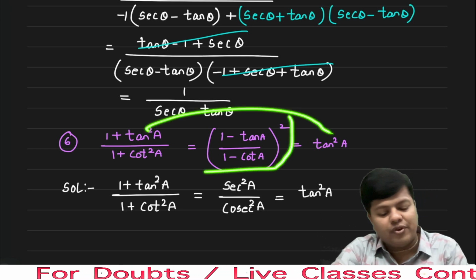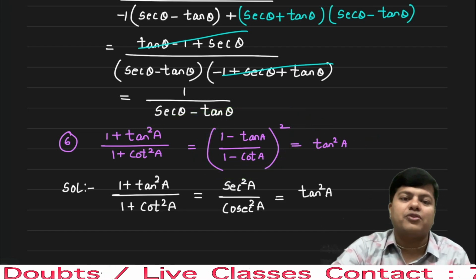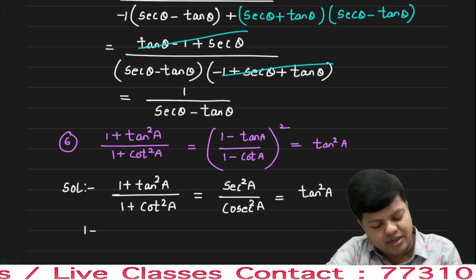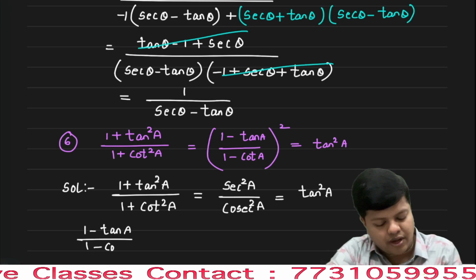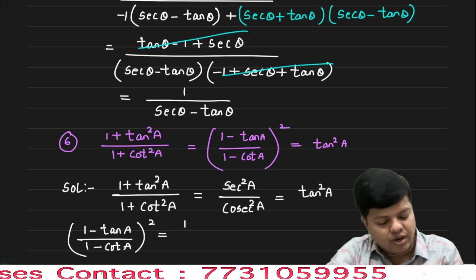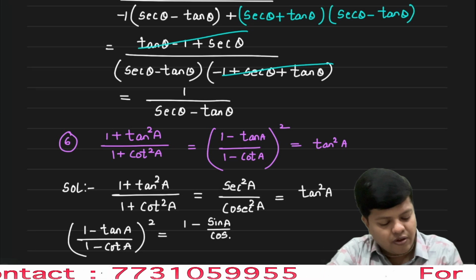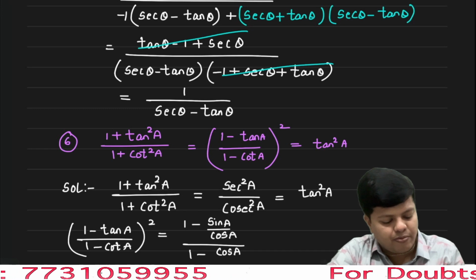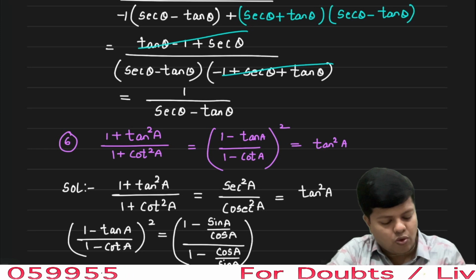This is actually type 2. We need to convert into sin and cos, but it is in this question only, so I wrote it here. So we'll convert into sin and cos and we'll get the answer. See, 1 minus tan A by 1 minus cot A whole square. Convert into sin and cos: 1 minus sin A by cos A by 1 minus cos A by sin A, whole square.